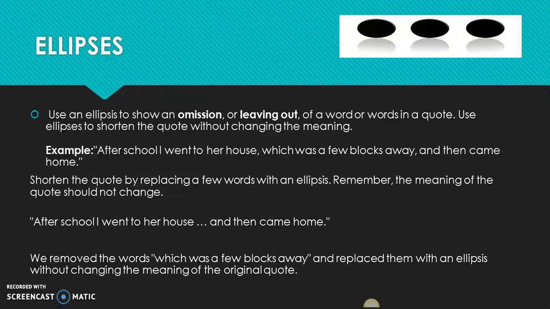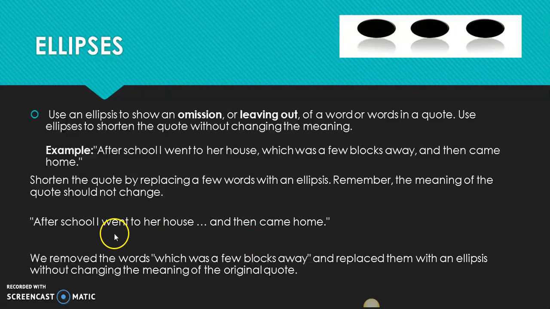Next one, ellipses. Use an ellipsis to show an omission or leaving out of a word or words in a quote. Use ellipses to shorten the quote without changing the meaning. Example: after school I went to her house, which was a few blocks away, and then came home. This is the complete sentence. Shorten the quote by replacing a few words with an ellipsis. Remember, the meaning of the quote should not change.